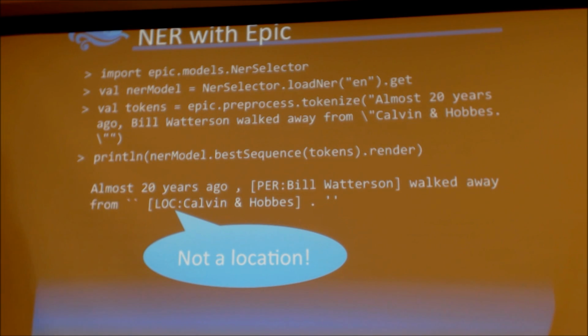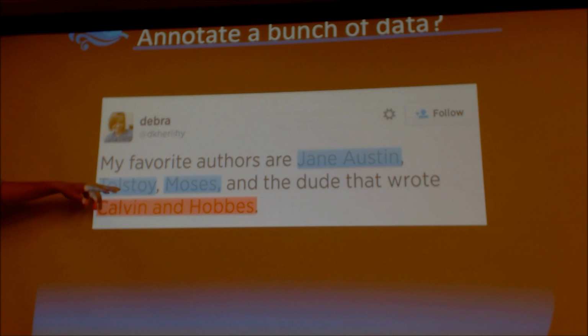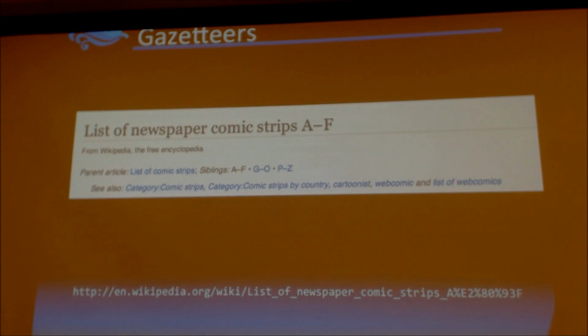But let's say we wanted to fix this. We're not happy with the off-the-shelf performance. One thing we could do is annotate a bunch of data. We could go out and get a bunch of tweets, and pay people, or Turkers, to annotate them. So we might say: my favorite authors are Jane Austen, Tolstoy, Moses, and that dude who wrote Calvin and Hobbes. Jane Austen, Tolstoy, and Moses are people, and the dude that wrote Calvin and Hobbes is a MISC. If we get a bunch of labeled data, we can improve our performance. We'll probably get the last example correct immediately as soon as we do this.